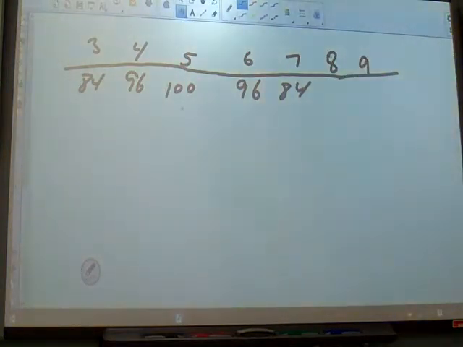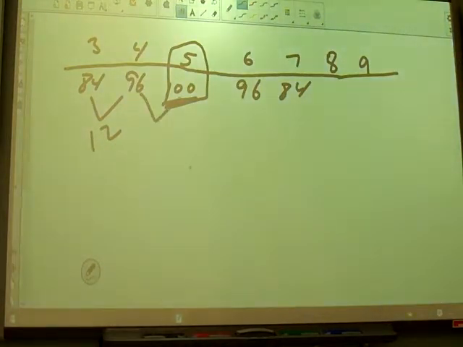Okay, so you should see the vertex. Here's your vertex, right? Because look on both sides. There's the 96, there's the 84. So from 84 to 96, what happened? You went up 12. From 96 to 100, you went up 4. From 100 to 96, you went down 4. From 96 to 84, you went down 12.